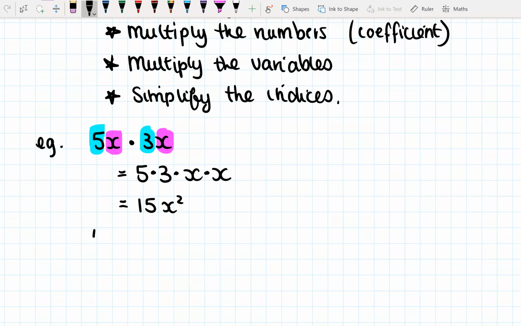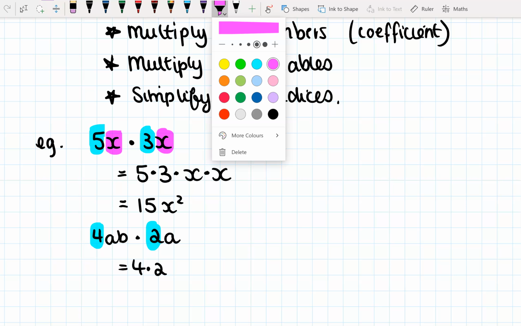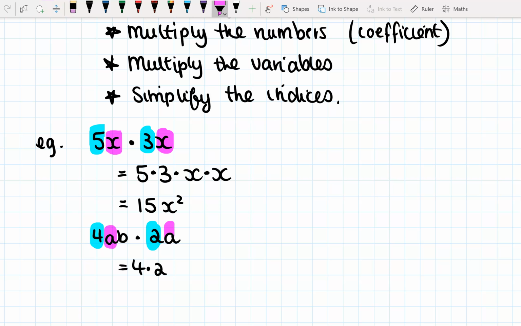Let's do a few more. If I said to you 4ab times 2a, again, we're going to start by multiplying the coefficients. In this case, our coefficients are 4 and 2, so we're going to multiply those together: 4 times 2. Then we're going to multiply the variables, and in this case we actually have a different variable as well. We've got 2 lots of a, so we can write that as times a, and then we also have this lovely b here, which we're also going to multiply by, so times b.